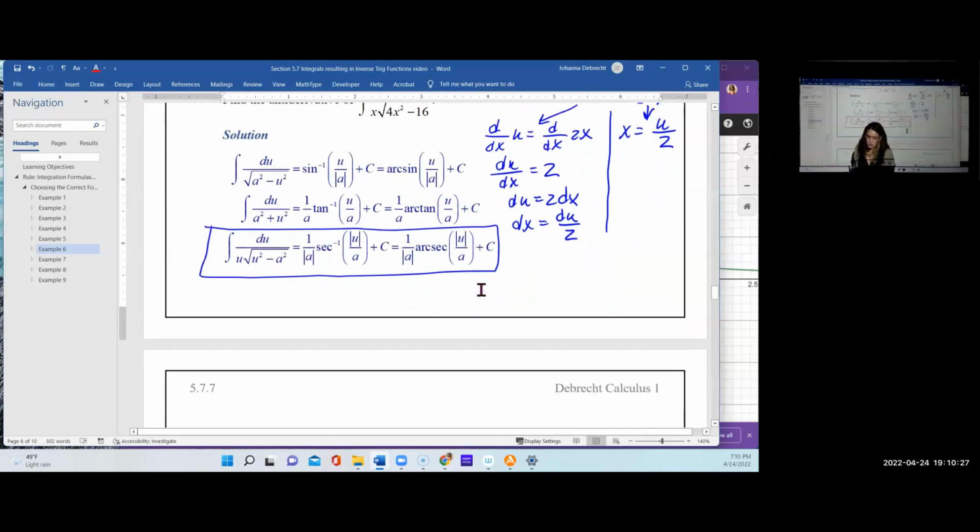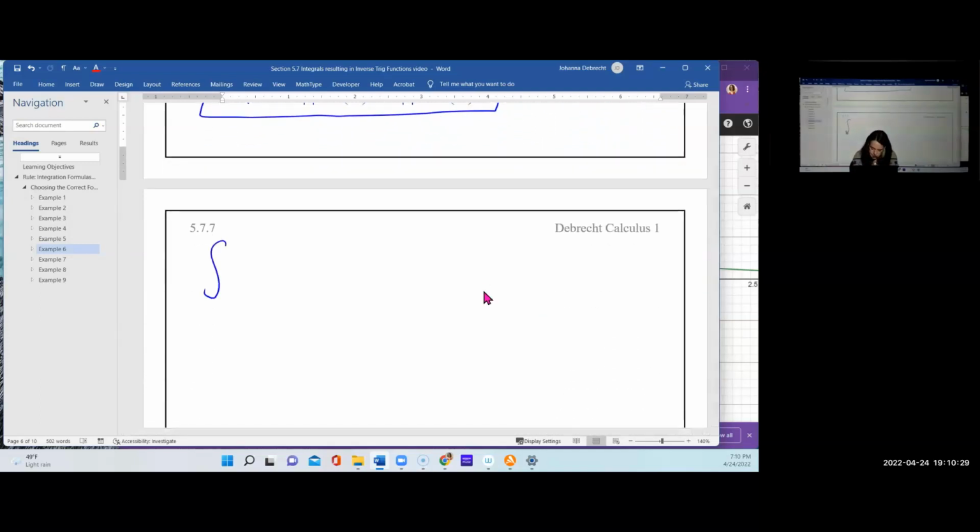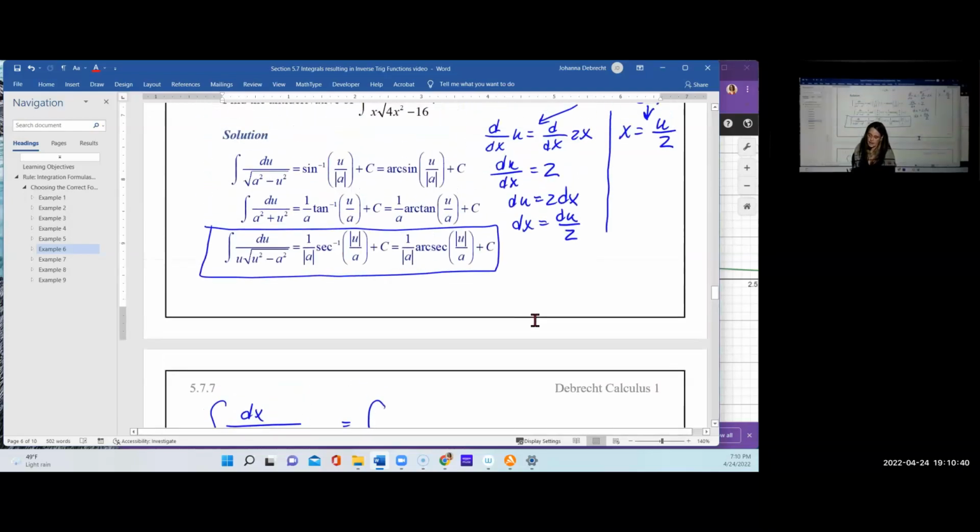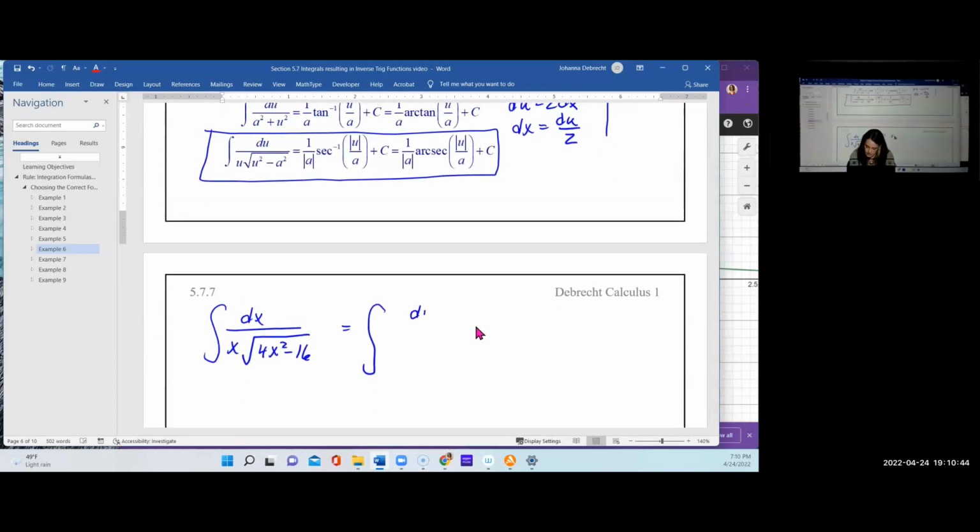The integral of dx over x times the radical of 4x squared minus 16 gets translated. The dx becomes du divided by 2. This is going to give us a complex fraction. Now we need to divide this fraction by some expression for x.